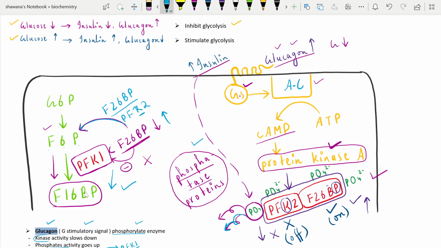And this was for today. In the next lecture, we'll discuss the next steps of glycolysis. I hope you understand this. Just try to build a concept about these things. Don't just memorize them.